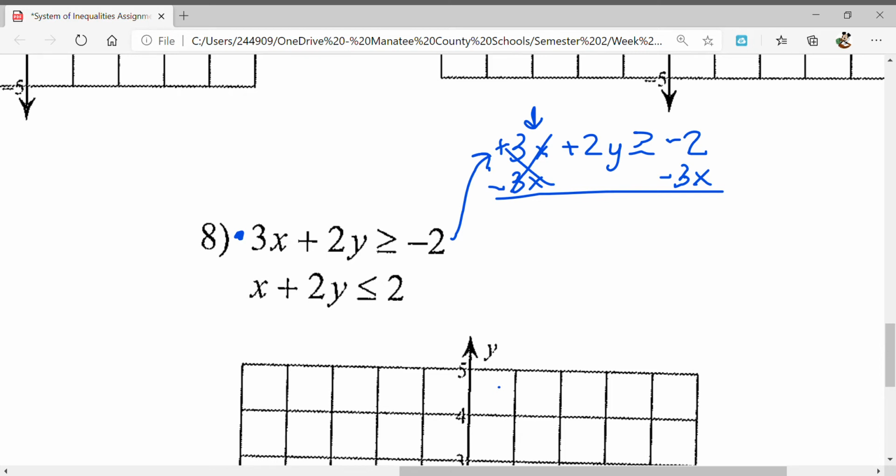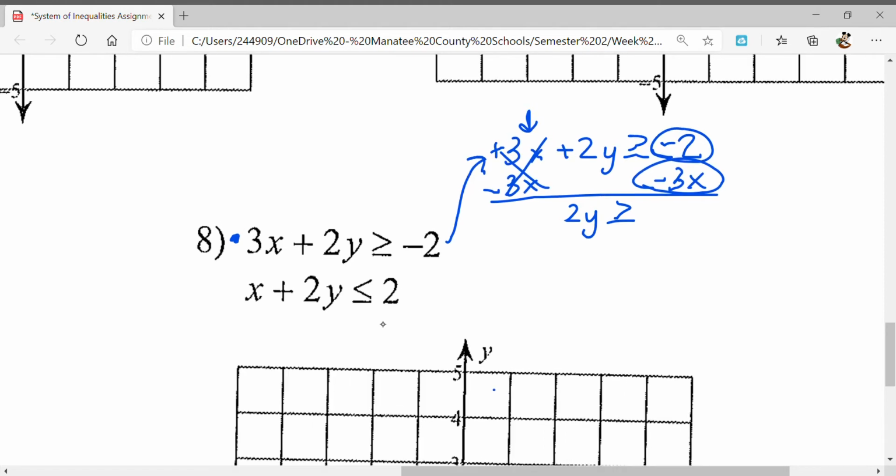So these cancel out, and then I'm left with 2y. I bring down my symbol. And then we have a -2 and a -3x. They cannot be combined, so I'm going to put them side by side. First is the -3x, then the -2. And then we need to do one more step. We need to get rid of the 2 that's touching the y. You read that as 2 times y. So I'm going to do the opposite, divide by 2, divide by 2.